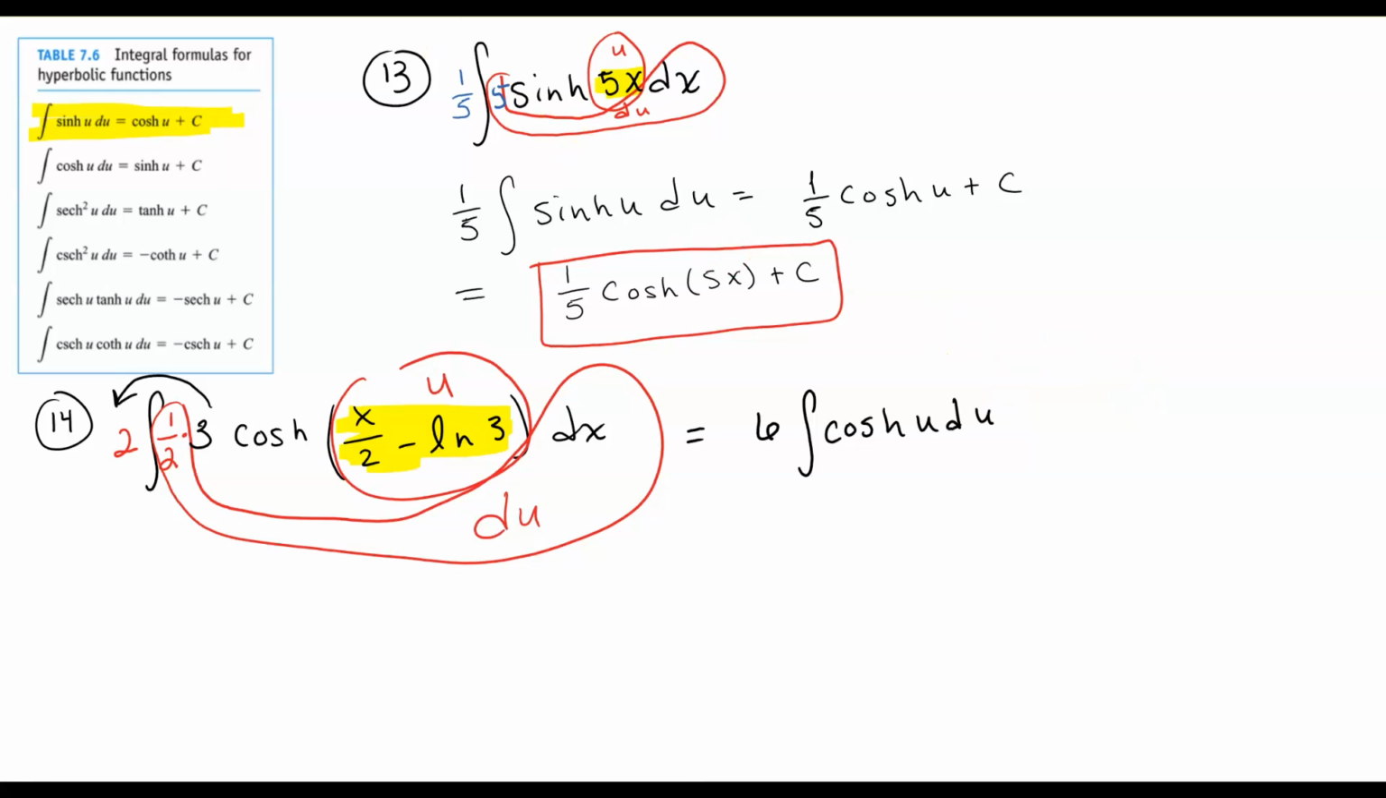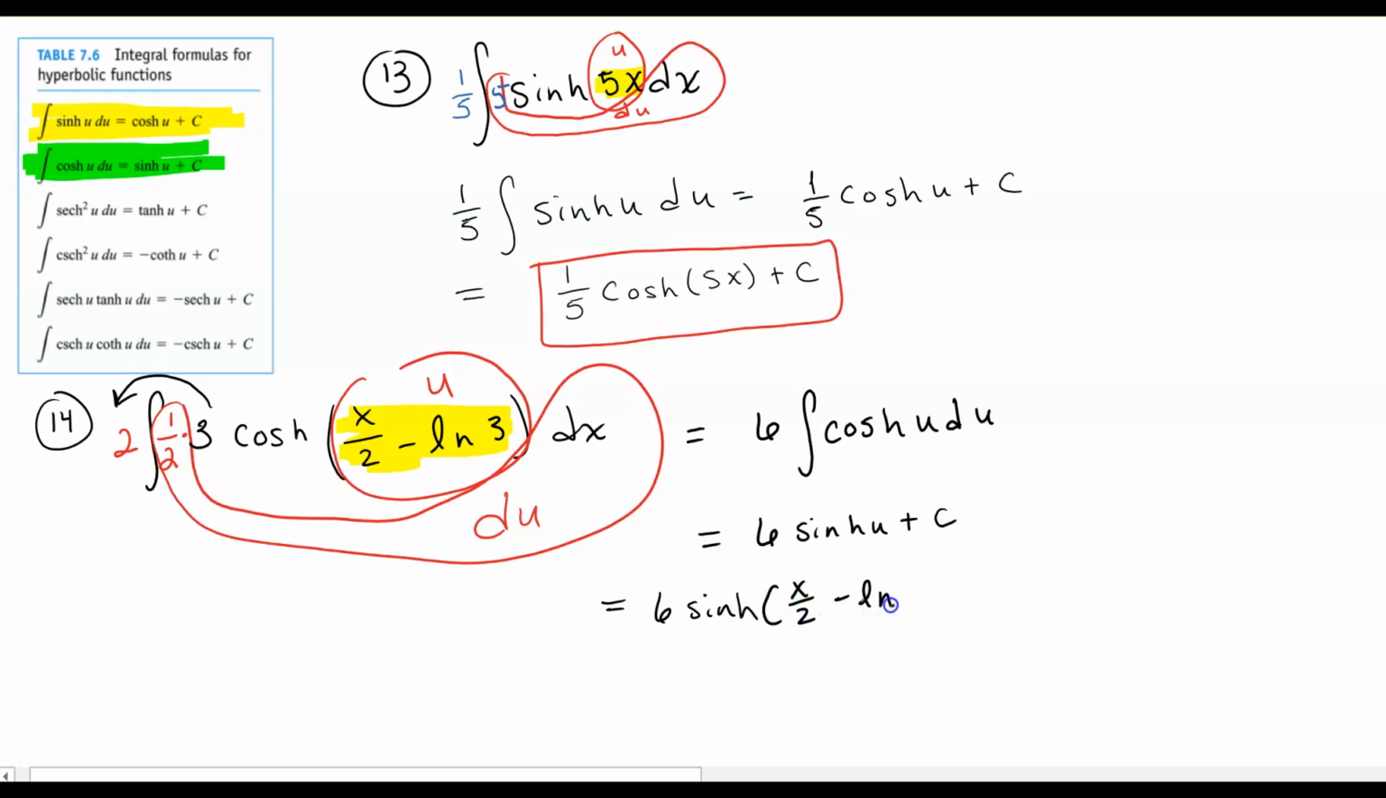And so there's nothing more to it, because we follow the rule for the cosh of u, which is just the sinh of u plus c. So we're going to have 6 sinh of u plus c, and we can replace our u with what we had from the substitution, which gives 6 sinh of x over 2 minus the natural log of 3 plus c. So again, a really nice example here, and I hope this video is helpful.